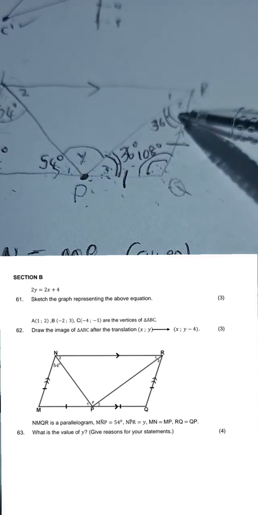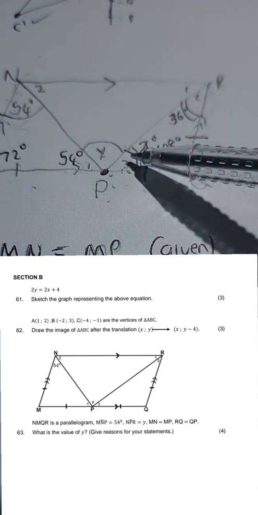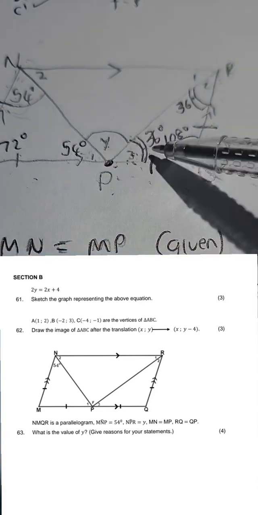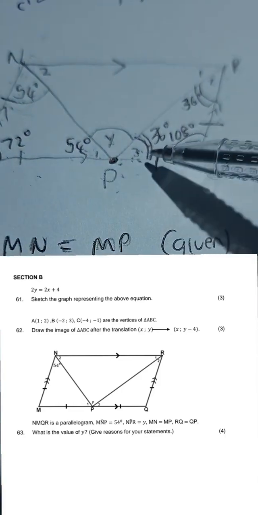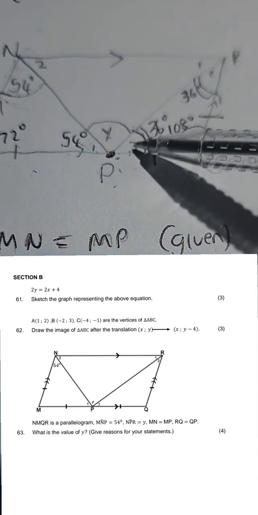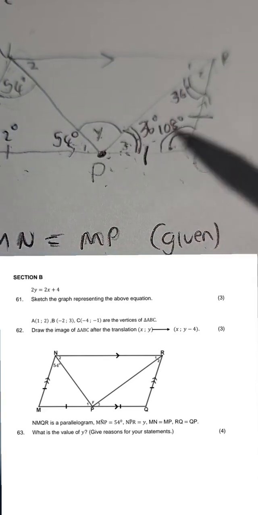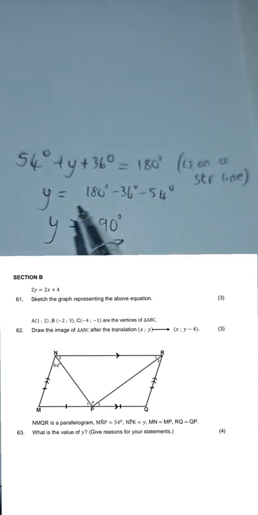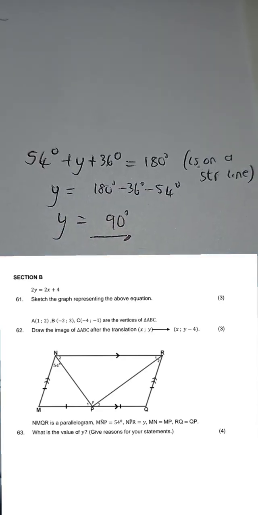Updated my diagram. Then I see this 36 plus this y plus this 54 share the same common vertex. They lie on a straight line. They are next to each other, adjacent immediately. So we just add the three and we say they are equal to 180. For this reason, angles on a straight line, we solve for y. We get y is 90.